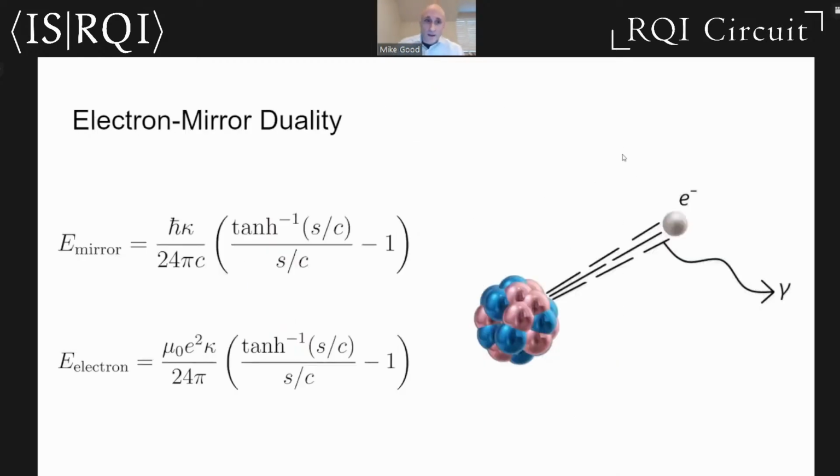Now that I've hopefully stimulated some interest in this spectral behavior for the electron, I'd like to motivate the trajectory itself through a very interesting mapping, a duality between the electron and the flying mirror. It turns out that if you have a flying mirror that moves along the same trajectory, you get effectively the same energy. They only differ by a constant. In the mirror's case, you have h bar, and in the electron's case, you have the electric charge squared.